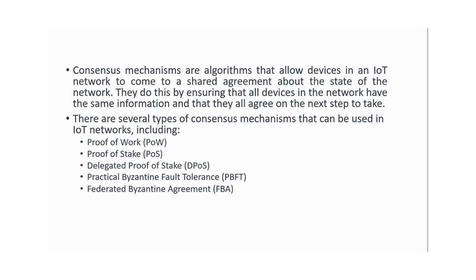And next is federated Byzantine agreement. In this mechanism, devices in the network are grouped into federations. Each federation has its own set of validators who come to consensus on the state of the network. The results of each federation are combined to form a global consensus.